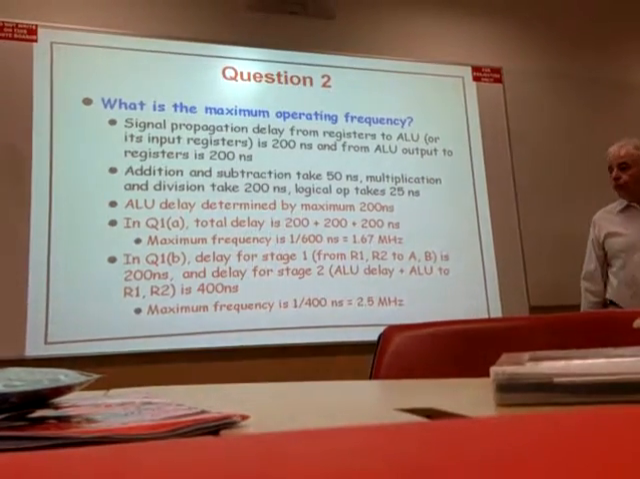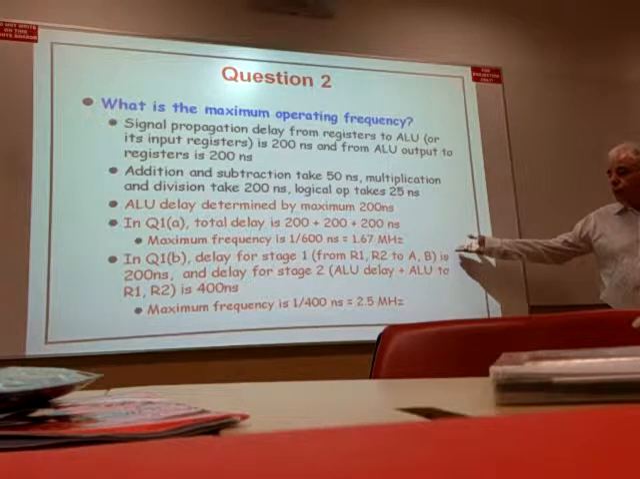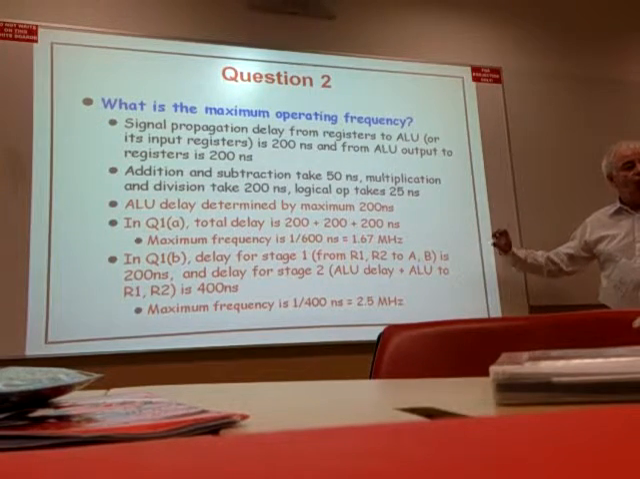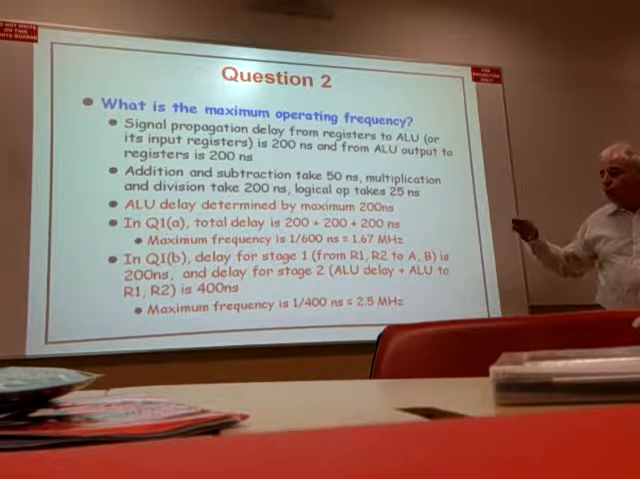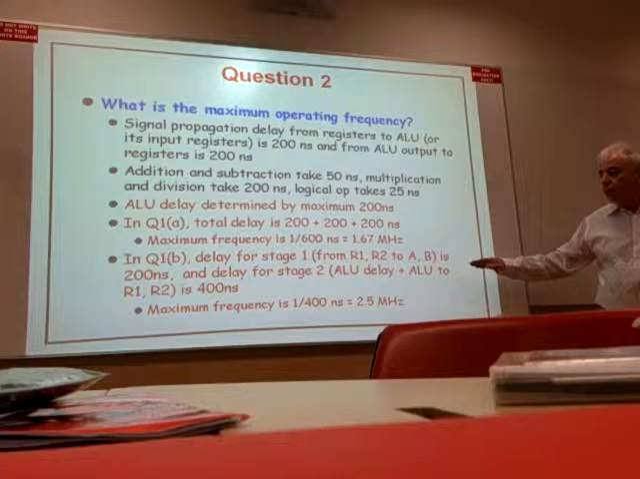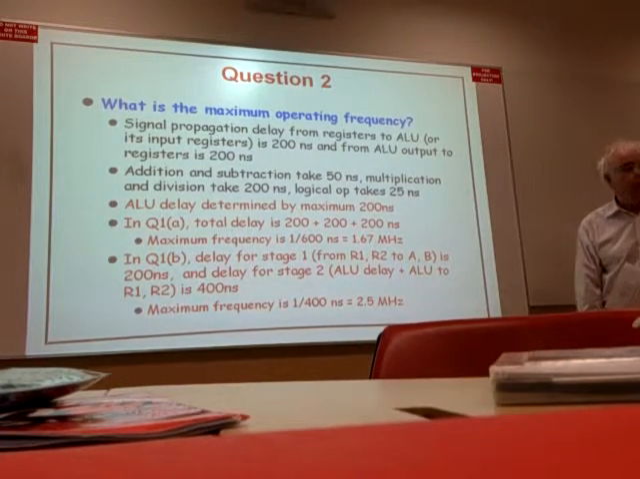So this is stage 1 and stage 2. We have two stages, so we have to work out the delay again. This one's 200 and this one's 200, both stages. We take the larger one, and that gives us the operating frequency.